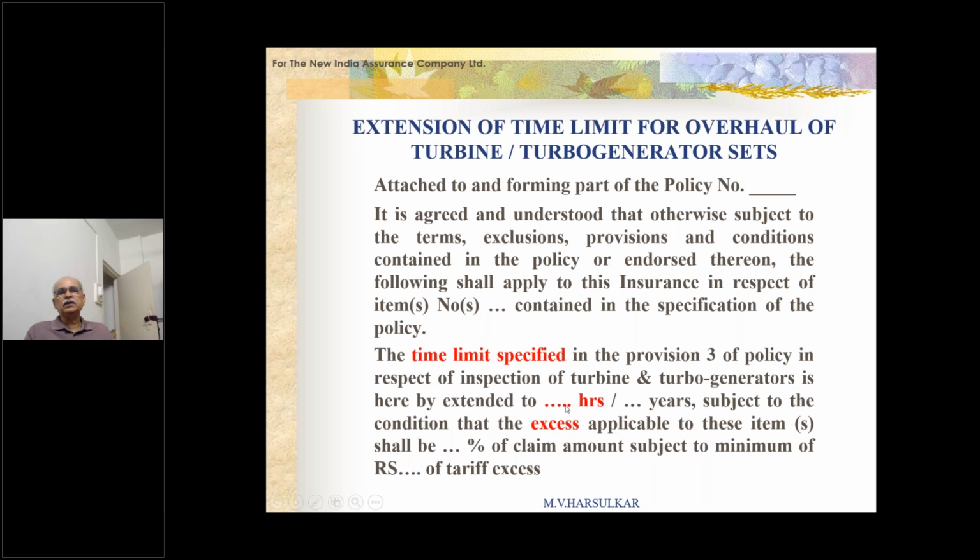So up to what hours? From 32,000 to 36,000 or 48,000 hours, whatever they have agreed, that should be mentioned, and the excess should be mentioned for the increased period. What will be the excess in the extended period and up to what period it is extended: these two things should be mentioned in the endorsement. If this endorsement is not there and it is beyond 32,000, you assess the loss and leave the liability admissibility to the insurance company.